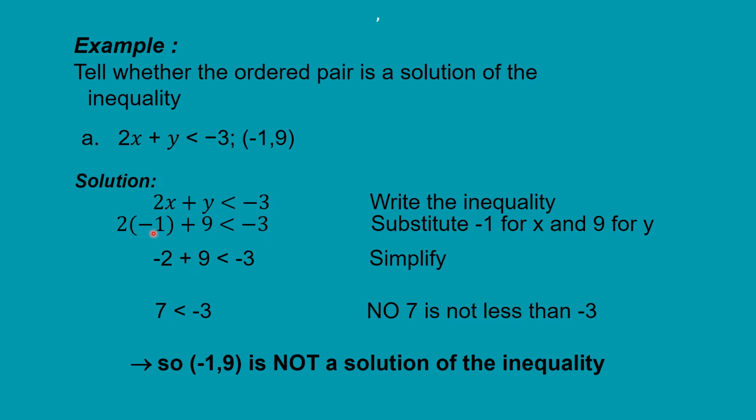We simplify. 2 times negative 1 is equal to negative 2, plus 9, is less than negative 3. And negative 2 plus 9 is equal to positive 7 is less than negative 3. So, we know that 7 is not less than negative 3. So, this statement is false. Therefore, negative 1 and 9 is not a solution of the inequality.